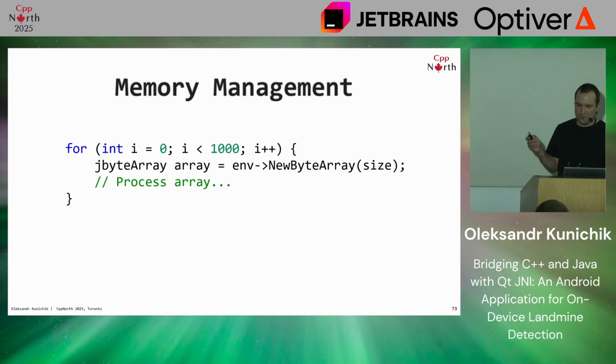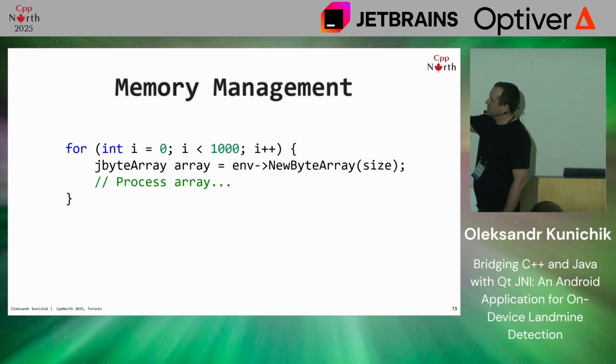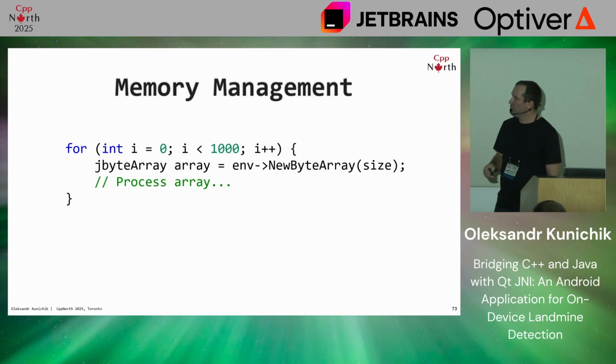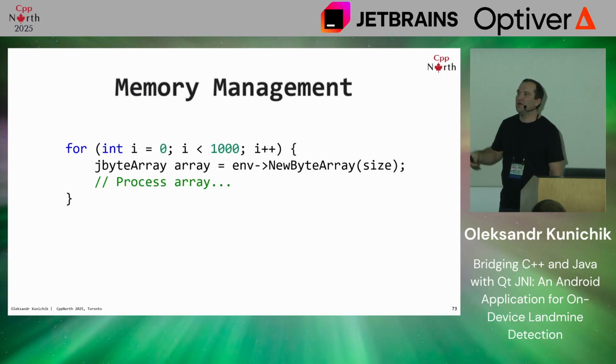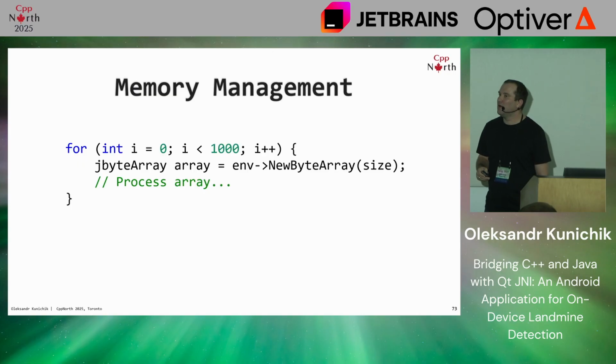And here's the question: what's wrong with this code? What could happen when you create a byte array? It's created on the Java heap. So here we create an array on the Java heap and return it here.